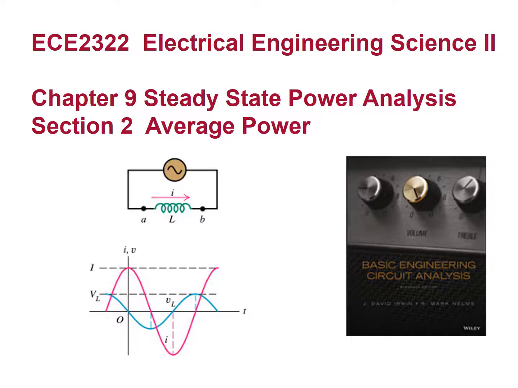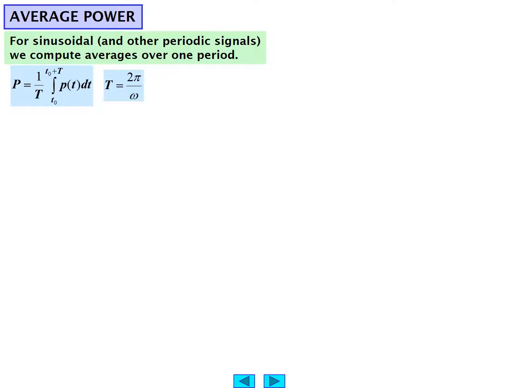Section 2, Average Power. For sinusoidal and any other periodic function, as we'll see, we can compute the averages over one period. So let's define the average power, P, as 1 over T, where T is the period, times the integral from some arbitrary start point t0 to t0 plus T of p(t) dt. Now we do know that the period T is 2 pi divided by omega, omega being the radian frequency. Or if you will, the period is also 1 over the frequency.